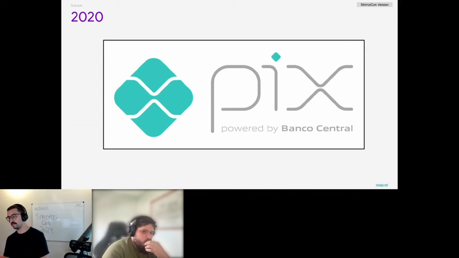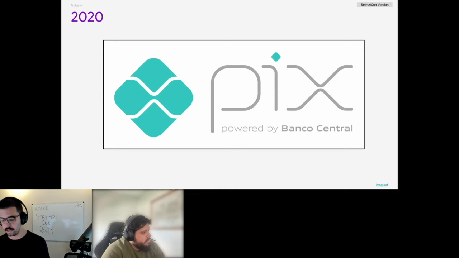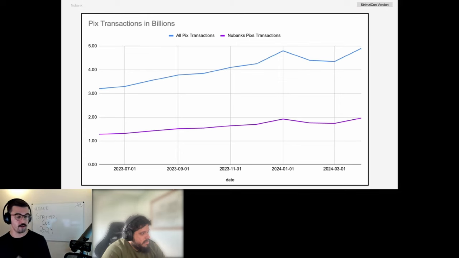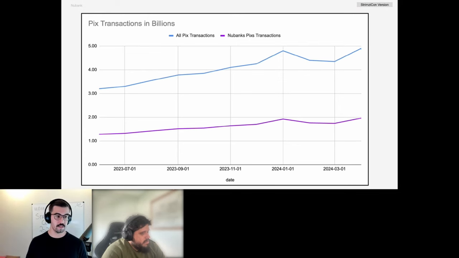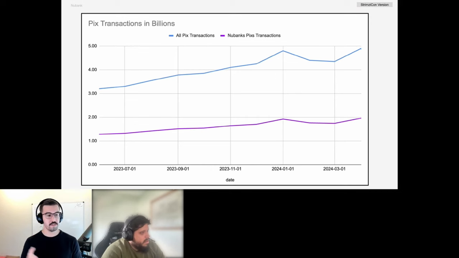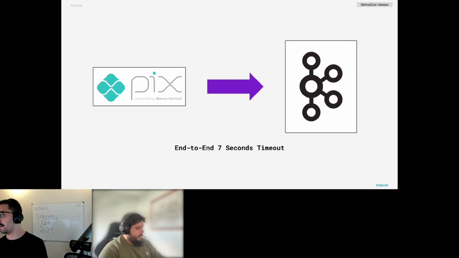Back in 2020, the Brazilian Central Bank created a new instant transfer modality called PIX. PIX became very popular. Every month we have about 5 billion PIX transactions. PIX transactions are real-time transactions between financial institutions, where you can transfer money to persons or businesses across the Brazilian financial system. Nubank is a participant in 30 to 40% of these transactions as a receiving or sending institution. And this means that 30 to 40% of the Brazilian financial system goes through the Kafkas that we manage.